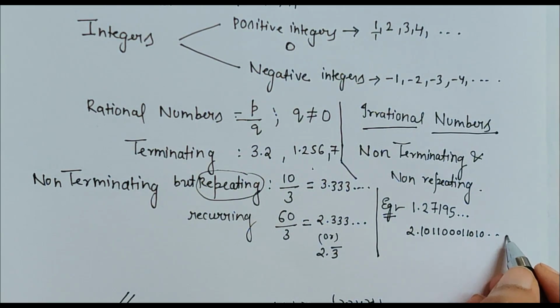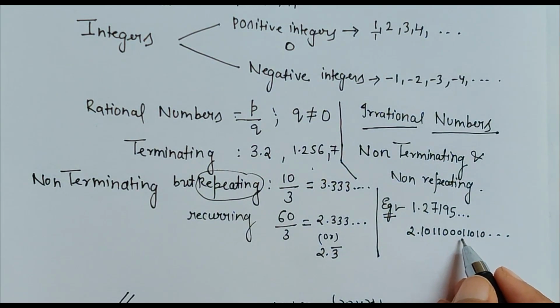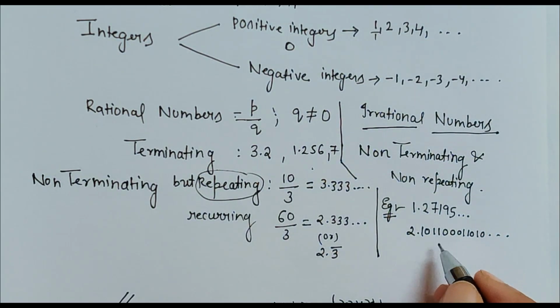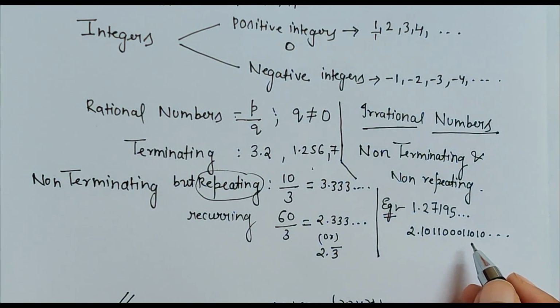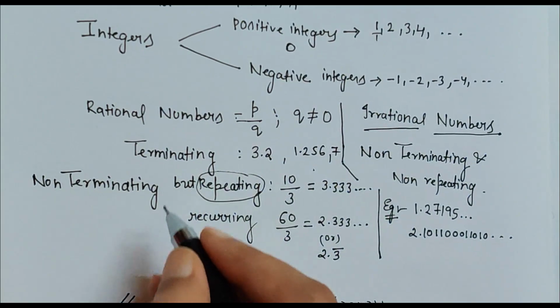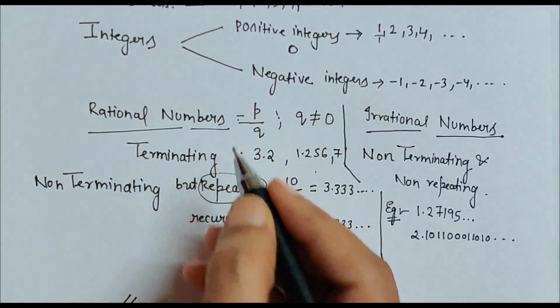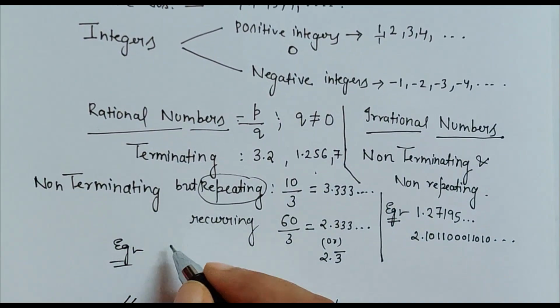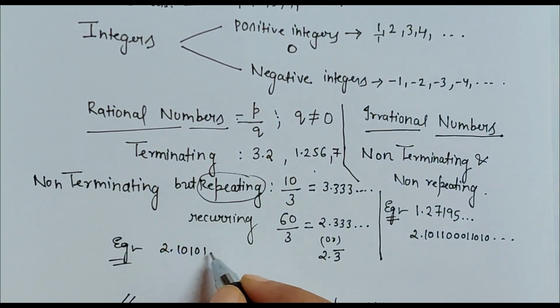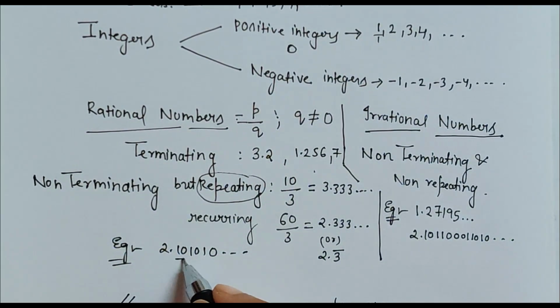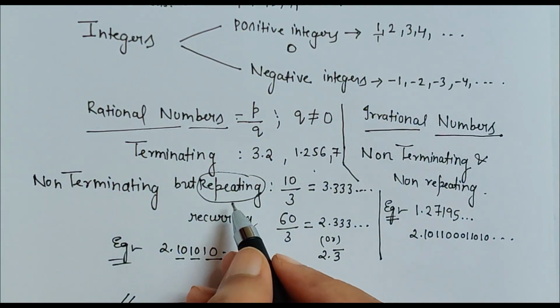Or I may also give this example: 2.101100011010 dot dot dot. Again here there is no systematic or same pattern of repetition. Although 1010 is visible, it is not being repeated in a specific pattern. For the rational numbers case, I may take an example like 2.101010 and so on. Here I can see 101010, a set pattern being repeated again and again, so it will come under non-terminating but repeating rational numbers.